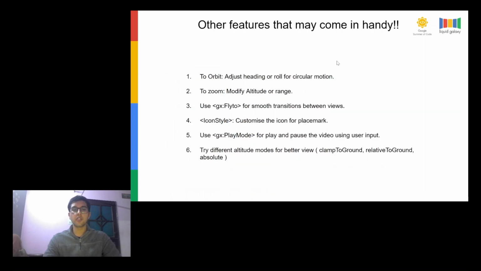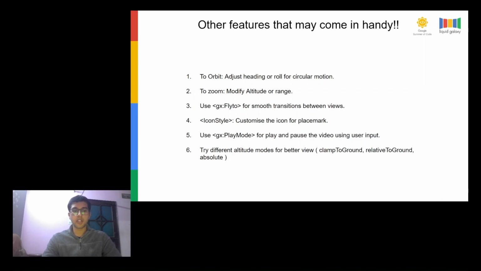Next, here are some additional features that may come in handy while building a tool. To create an orbit effect, you can gradually adjust the heading or roll values, which produces smooth circular camera motion around the location. For zooming in or out, simply modify the altitude or range parameters to control how close the camera is to the ground. For smooth transitions between different views, the fly to element should always be used instead of abrupt jumps.